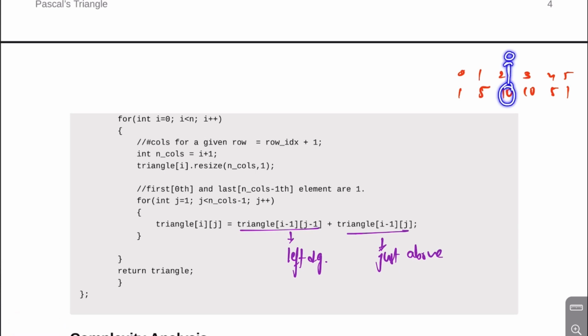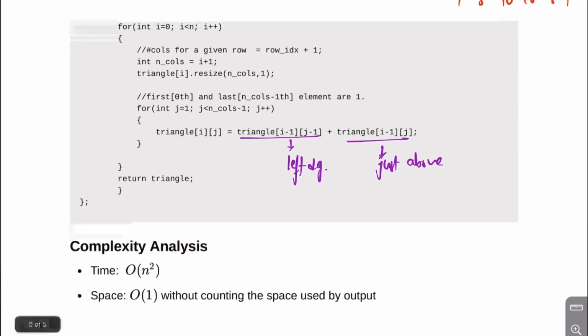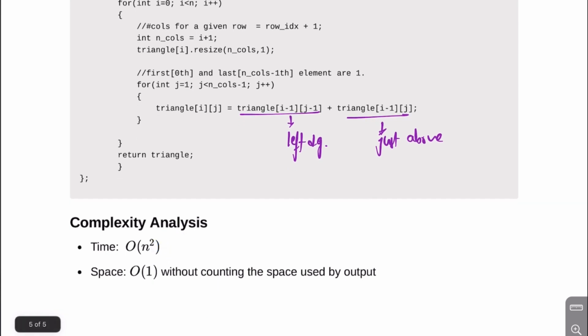I need the value just above it and its top left diagonal. To get a particular value, I need the value one above it and its top left diagonal. So that's what I did. That is order n squared time, and order one extra space if you're not counting the output.